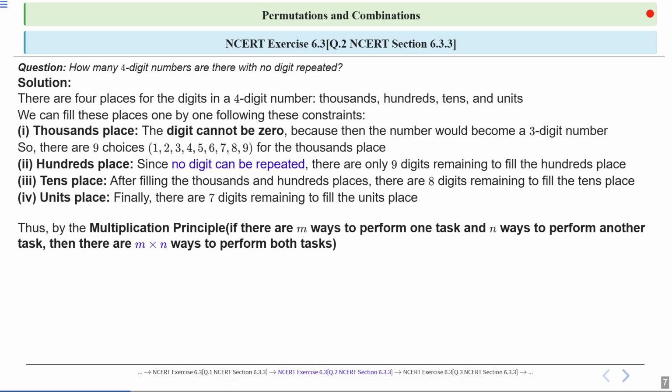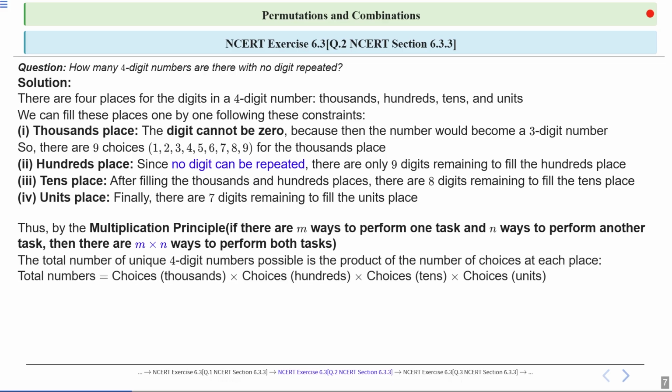By the multiplication principle, if there are m ways to do one task and n ways to do another task, then both tasks can be done in m into n ways. So now we are going to apply the multiplication principle to get the answer to this question.